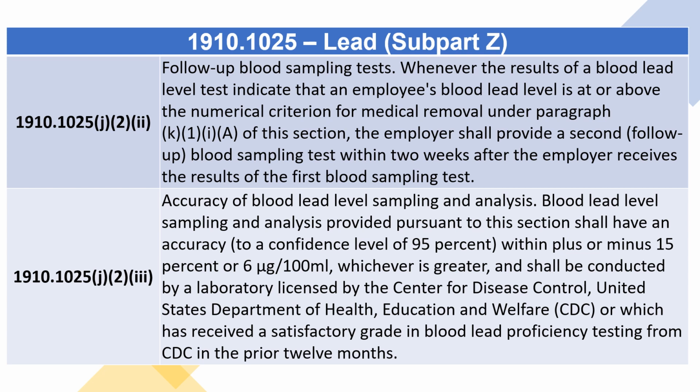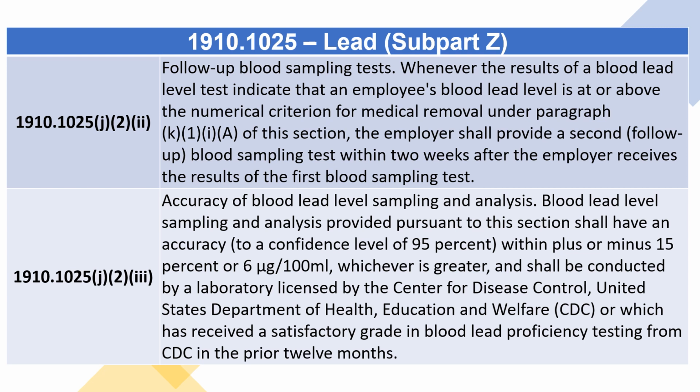1910.1025(j)(2)(ii) Follow-up blood sampling tests. Whenever the results of a blood lead level test indicate that an employee's blood lead level is at or above the numerical criterion for medical removal under paragraph (k)(1)(i)(A) of this section, the employer shall provide a second, follow-up, blood sampling test within 2 weeks after the employer receives the results of the first blood sampling test.